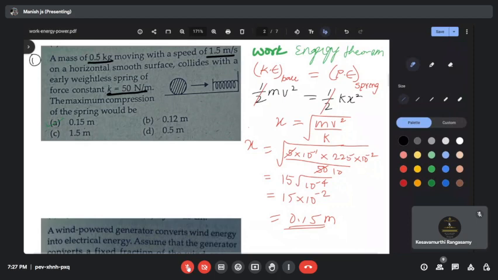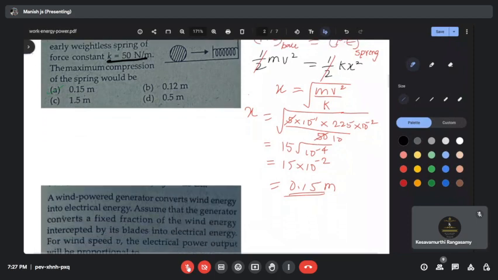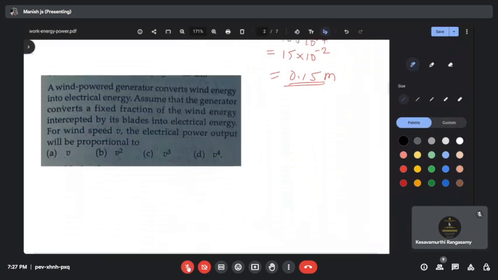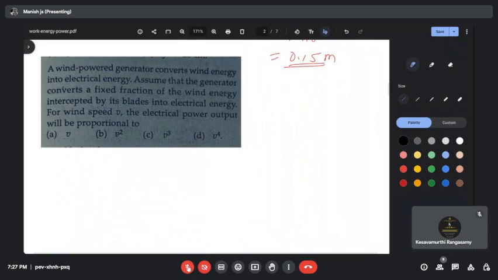Yes, anybody else, any questions? I hope we are good to go to the next one. Yes, sir. Okay, so moving on. Here comes the next question. Again, I want one of you to read and tell me what's given. Can I read it, sir? Yes, proceed. A wind power generator converts wind energy into electrical energy. Assume the generator converts a fixed fraction of wind energy intercepted by its blades into electrical energy for wind speed v. The electrical power output will be proportional to.